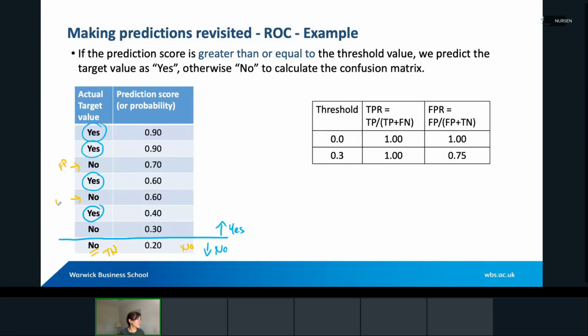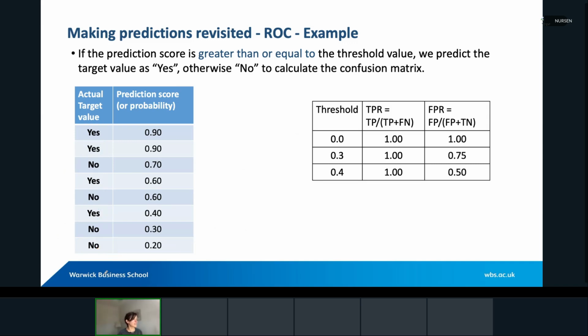This one was no, but we predicted yes: false positive. This is no, we predicted yes: false positive. So we have 3 false positives out of all 4 no cases, so the false positive rate is 0.75. As we move the threshold, our yes predictions decrease since we make fewer yes predictions. This helps us decrease our false positive error rate. Since we are predicting fewer customers as responders, we will make fewer mistakes, but at the same time, we can miss actual responders.